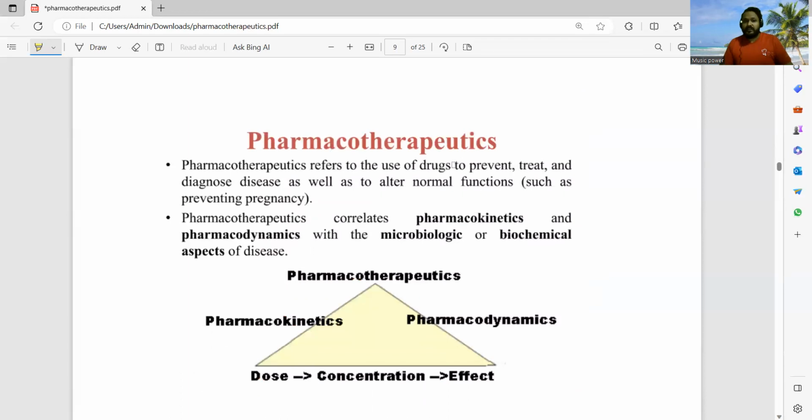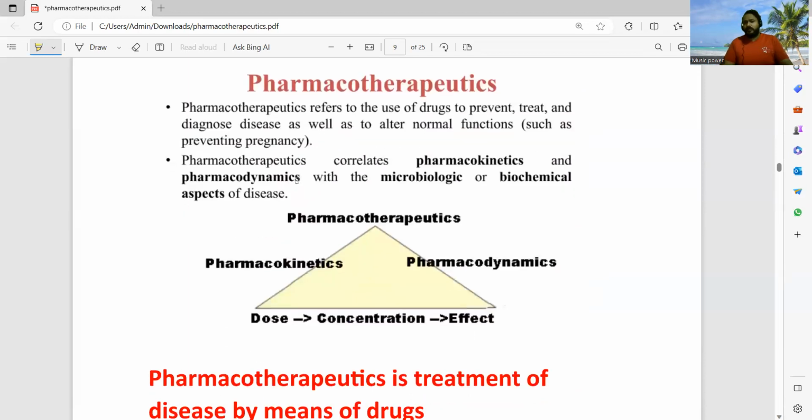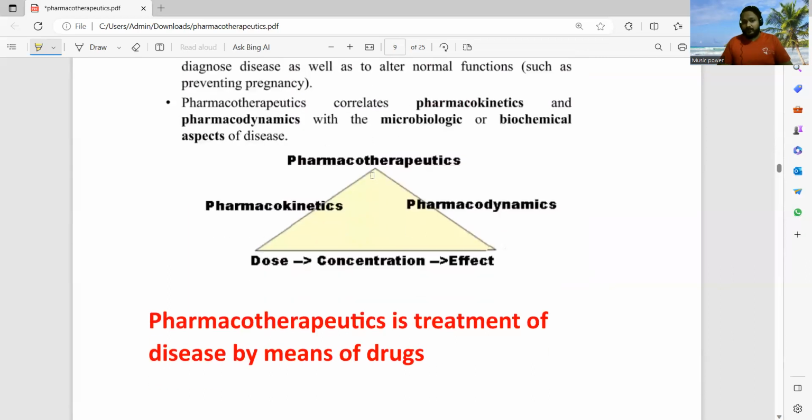So, pharmacotherapeutics refers to the use of drugs to prevent, treat, or diagnose disease as well as alter the normal function, such as preventing pregnancy. Pharmacotherapeutics correlates the pharmacokinetics and pharmacodynamics with the microbiologic and biochemical aspects of the disease. So pharmacokinetics means the movement of drug in the body. What is the response of the body towards the drug after administration? It involves the study of ADME: absorption, distribution, metabolism, and excretion, the elimination of the drug from the body.